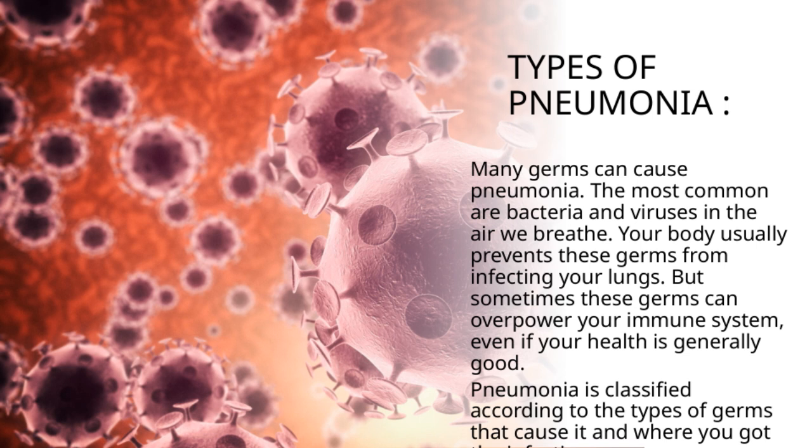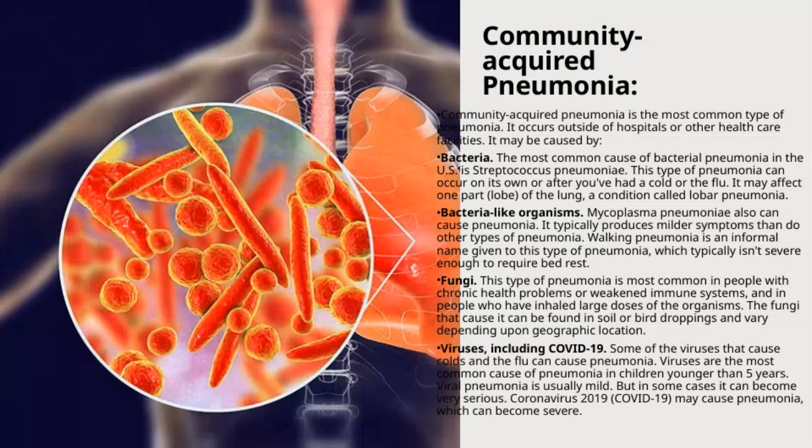So, when we talk about types of pneumonia, we're really looking at the specific germs involved and the environment or location where the infection originated. This classification is key to choosing the right treatment and managing the condition effectively. Community-acquired pneumonia is actually the most common type of pneumonia that we see. It happens outside of hospitals or healthcare facilities, which makes it quite prevalent in the community.